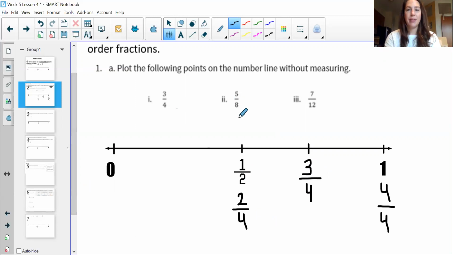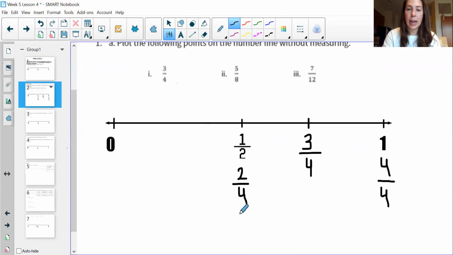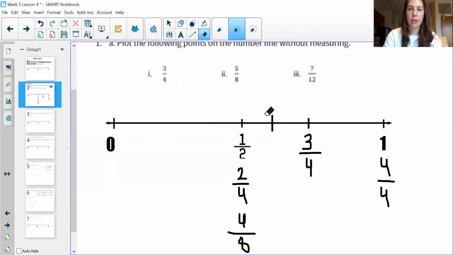Okay, let's look at 5/8. Now I know that 5/8 is also greater than 1/2 because I know that 4/8 is equal to 1/2. So I know that 5/8 is just 1/8 more than 4/8. And that's going to go right here. An 1/8 is smaller than a 4th. So it's a shorter distance away from 1/2. It's only 1/8 away, whereas 3/4 is a whole 4th away. So we're going to put 5/8 right here.